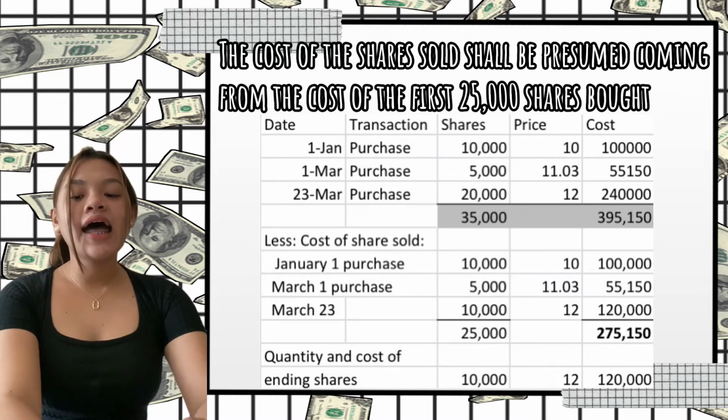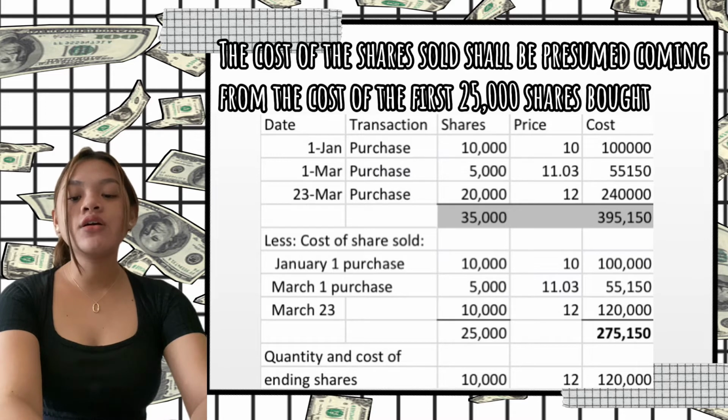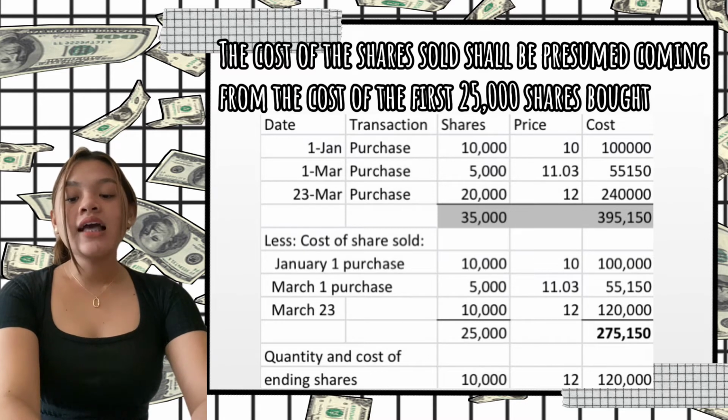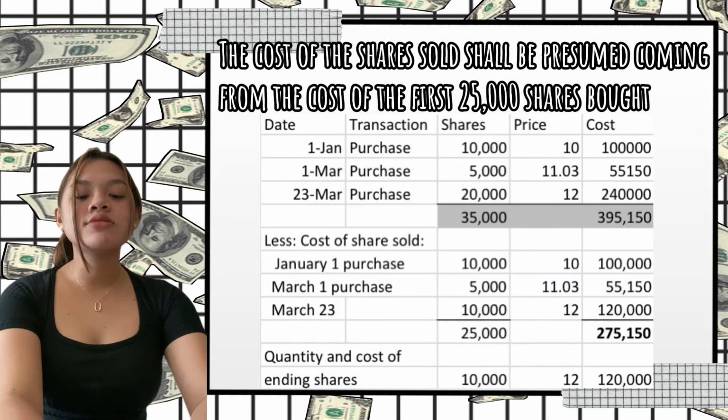So, note that 10,000 and 5,000 shares from January and March 1 respectively are deemed first sold. The other 10,000 shares sold are deemed coming from the last purchase of March 23. Next, the cost of the 10,000 shares in the last purchase is computed as 10,000 divided by 20,000 times 240,000, which is equal to 120,000.